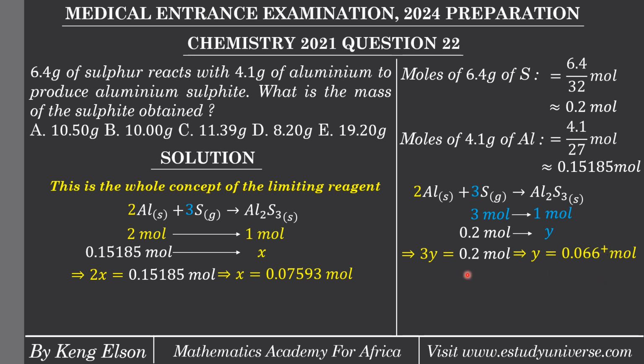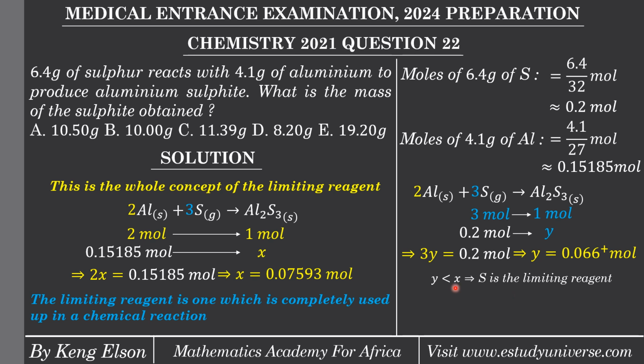The 6 continues, that's why we find a plus. Now when we compare x and y, what is x? X is the number of moles of aluminium sulfide when we take into consideration 4.1 gram of aluminium. Now what is y? Y is the number of moles of aluminium sulfide produced when we take into consideration 6.4 grams of sulfur. So what is the limiting reagent? We have to compare the two final numbers of moles that we have, x and y. We clearly see that y is less than x, because y is 0.066666 while x is 0.075 and so on. So y is less than x.